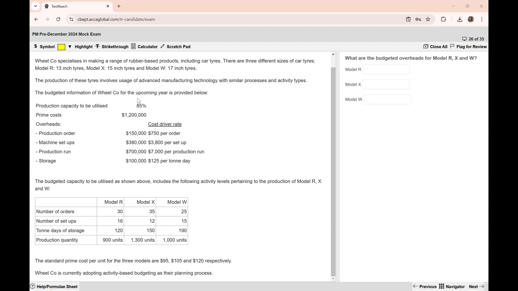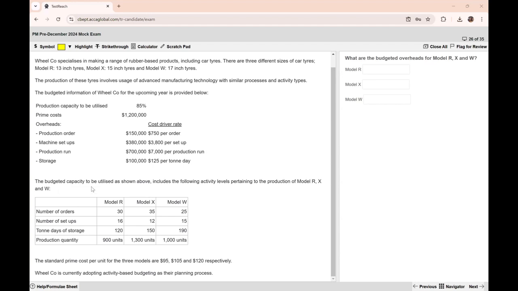The budgeted information of Wheel Company for the upcoming year is as follows: production capacity to be utilized 85%, prime cost $1.2 million, and overheads are given to you in four types: production order, machine setups, production run, and storage. The costs are 150,000, 380,000, 700,000, and 100,000. The cost driver rates are given to you, which are $750 per order, $3,800 per setup, $7,000 per production run, and $125 per ton day.